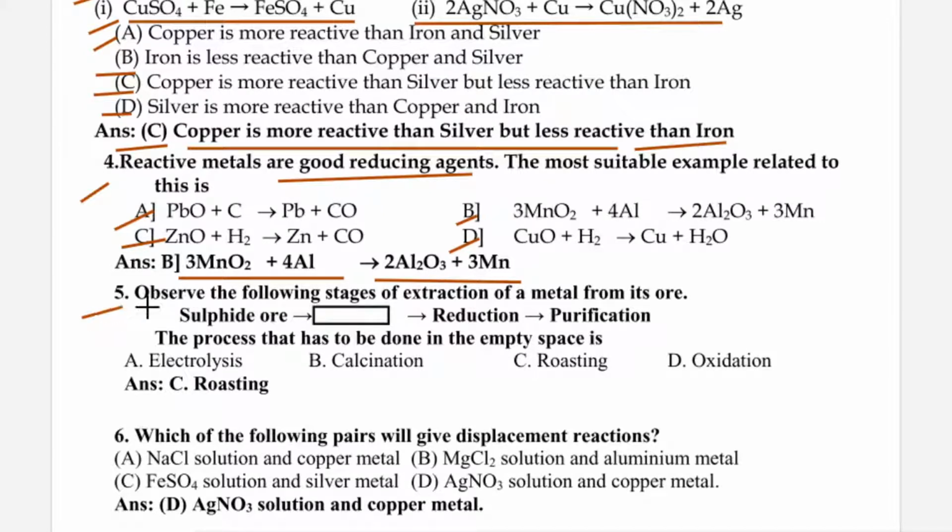Next, let us move to question number 5. Observe the following stages of extraction of a metal from its ore. These are the stages here. Sulfide ore. Next one, a blank, an empty space is there. Next, reduction and purification. The question here is the process that has to be done in the empty space is. What process will be done here? They are asking, option A, electrolysis, B, calcination, C, roasting, D, oxidation. Here roasting process has to be done. The option here will be option C, roasting. The correct answer is roasting.